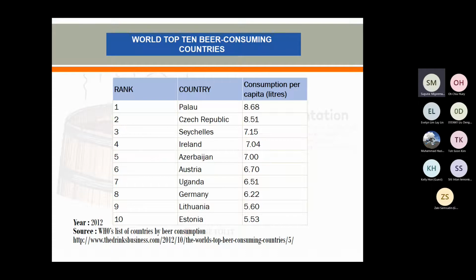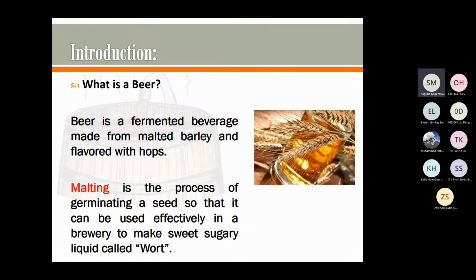So beer is something very popular, and it is being produced. When we talk about beer, some of us consume it without knowing what beer is all about and how it is processed, and how the fermentation process is related. Beer is a fermented beverage made from malted barley. Just pay attention to the word malted, malted barley, and flavored with hops. We will know later what these hops are for.